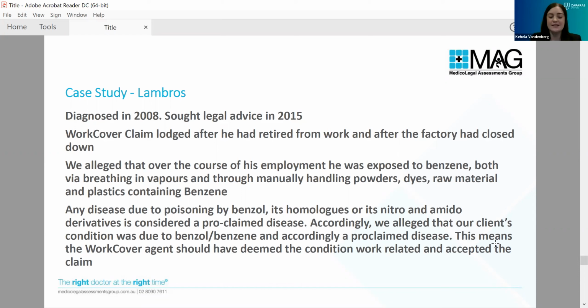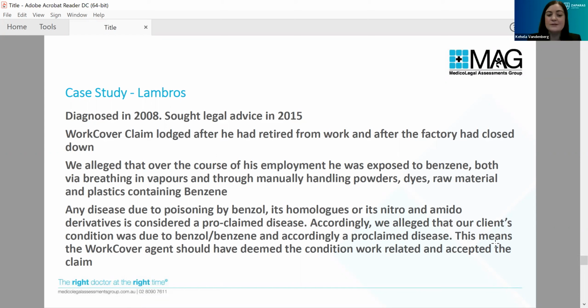After some further investigations, with the thanks of a toxicologist and a hygienist, we discovered it's more so coming from the vapours. All the client could say is, I was handling these powders and these pellets, it must have been from that. And any disease that is associated with benzol or its derivatives, which includes benzene, is a proclaimed disease.